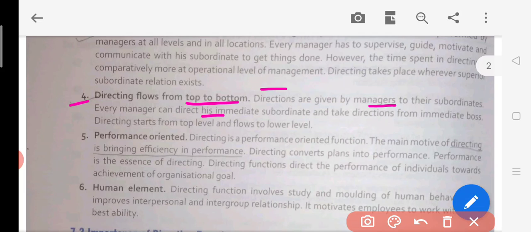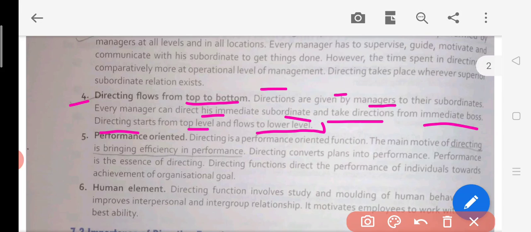Every manager can direct immediate subordinates and take directions from the immediate boss, starting directly from the top level and flowing to the lower level. Now what happens? See, who is the immediate boss? If you're working under some manager, if you're reporting to a person who is above you in post, that particular person will be called your boss, and he's also called the immediate boss to whom you report. Okay, so that particular person is called your immediate boss.